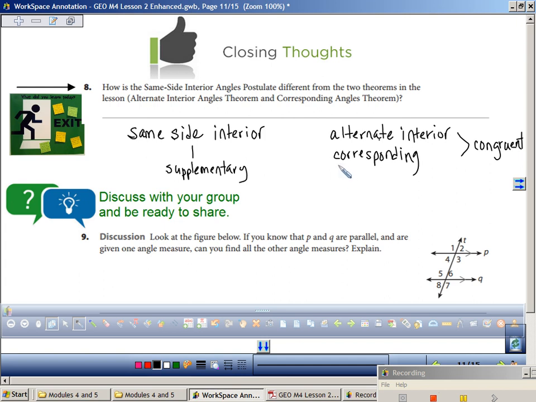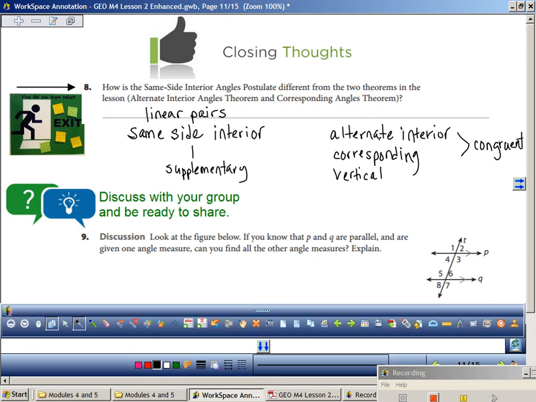I heard it. Vertical. Good, guys. Vertical angles are also congruent. What else is supplementary? I heard it. Good job. Linear pairs. Putting it all together, yeah? Because same side interior are just linear pairs that are moved inside, right? Fantastic, guys. Good job.